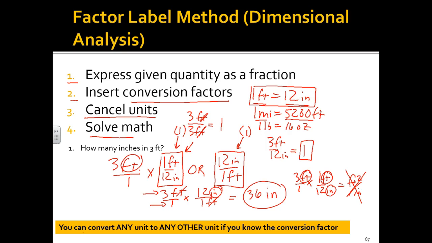So I'm going to stop there for this video. That's the fundamental basis behind unit conversion, and then in the next video I'm going to go over some specific examples of unit conversions.